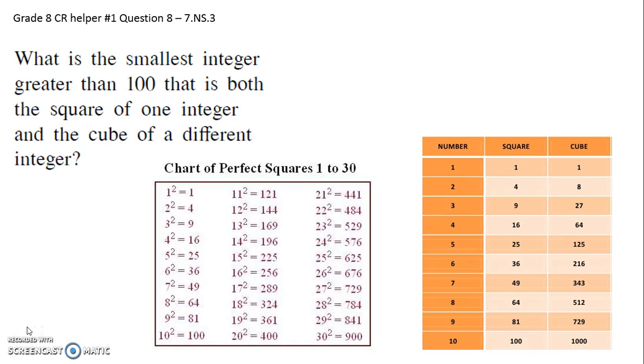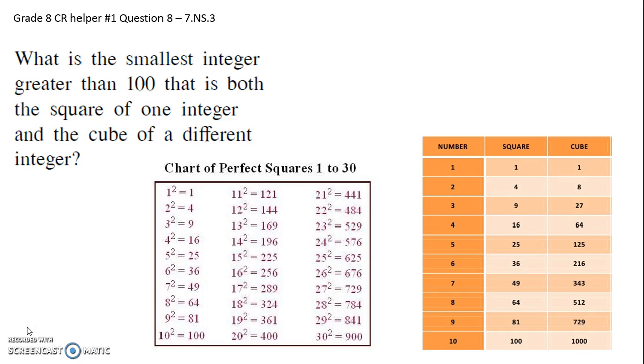Alrighty, this video is to help 8th graders on CR number 1, question 8. My problem is very similar to the problem on your CR. I think you're looking for the smallest integer that is both the square of one integer and the cube of a different. I didn't want to do the same problem, but I thought I'd do a similar problem.